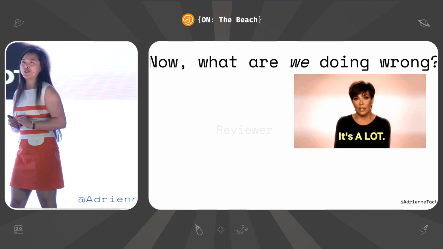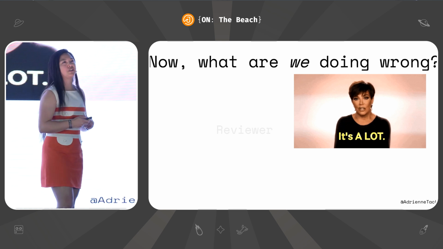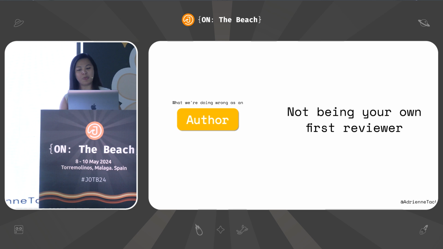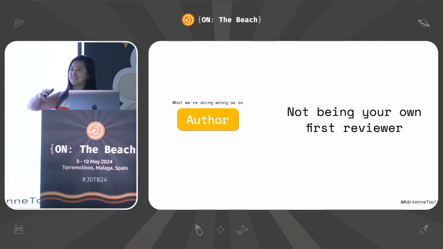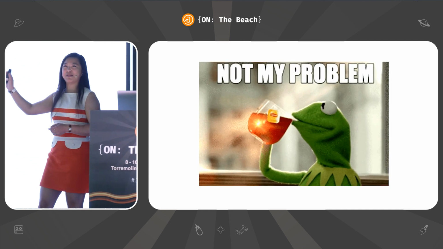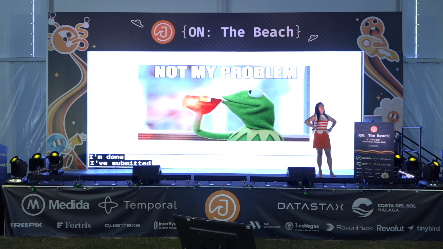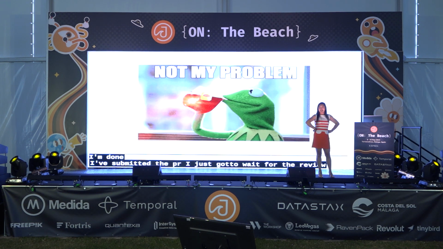We have a lot that we're doing wrong as authors. I'm sure you are thinking of some right now as a reviewer, and we're going to go through them right now. The first thing is we are not being our own first reviewer. We just send up a PR and we're like, it's not my problem now, I'm done. I've submitted the PR, I just have to wait for the reviewer to be finished.